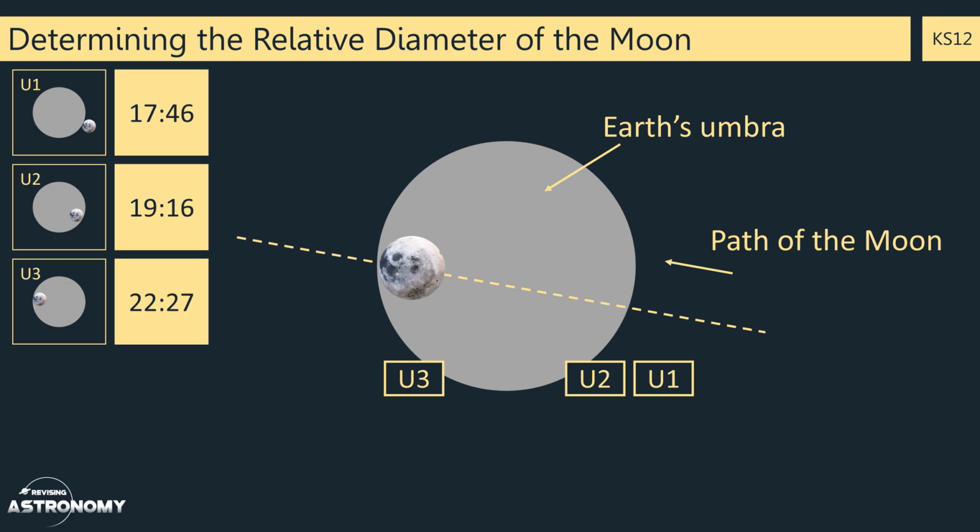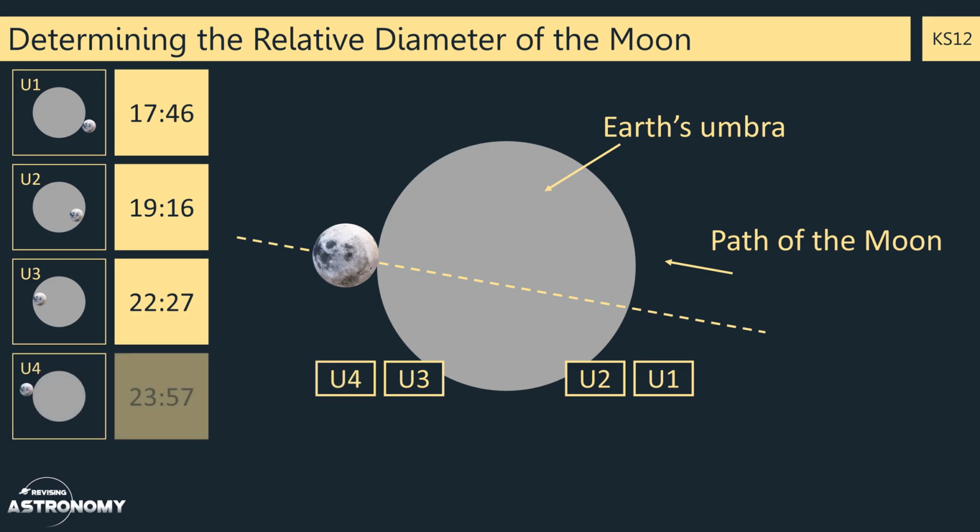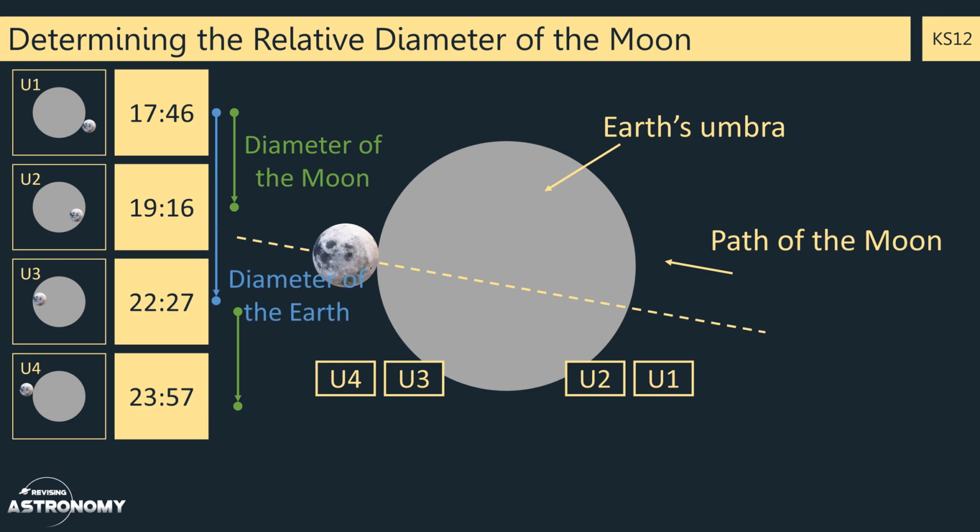Going back to our lunar eclipse, there's a final point, the point where the moon leaves the Earth's umbra, and this is called U4. As you may be able to see, you don't just have to use the points that we used in our calculations. The distance from U1 to U2 is the same as U3 to U4, and therefore they're both good approximations for the diameter of the moon. And additionally, the time from U1 to U3 is the equivalent of the time from U2 to U4. So again, these could be used interchangeably.